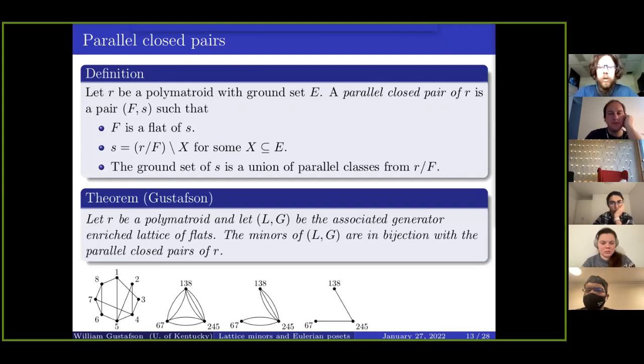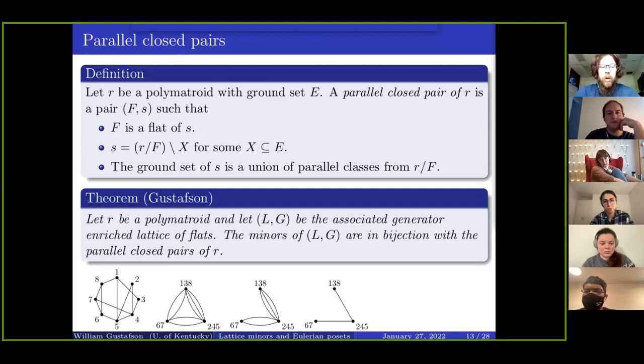So we need this notion of a parallel closed pair. If I have a polymatroid, a parallel closed pair is a pair consisting of a flat F and another polymatroid S, which is a minor. And specifically, it's a deletion of the contraction by that flat. And then the third condition is that the ground set of S has to be a union of parallel classes from that contraction.